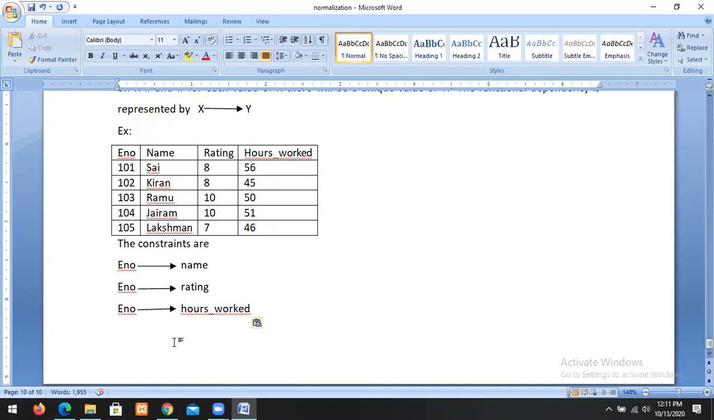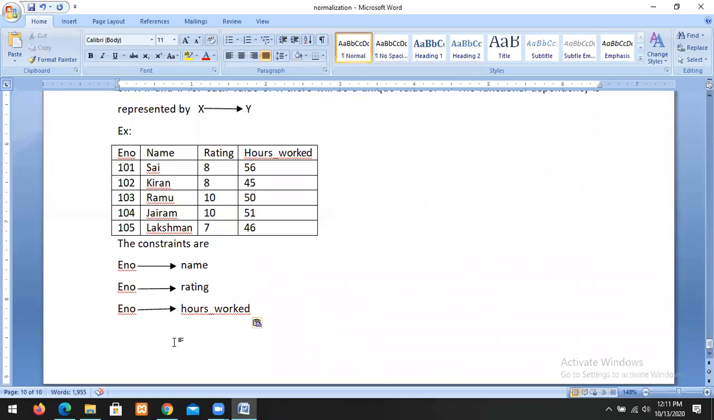There are Armstrong axioms for functional dependency: reflexivity, augmentation, transitivity, union, and decomposition. Reflexivity: if x is a superset of y, then y is functionally dependent on x. Augmentation: if y is functionally dependent on x, then yz is also functionally dependent on xz.